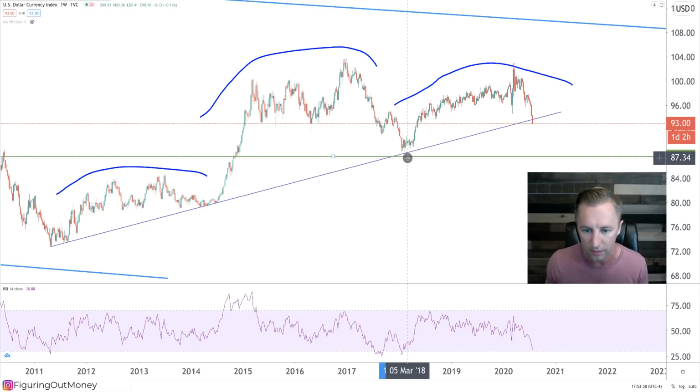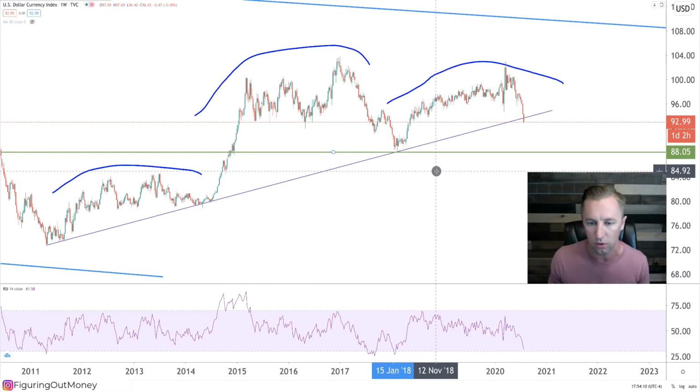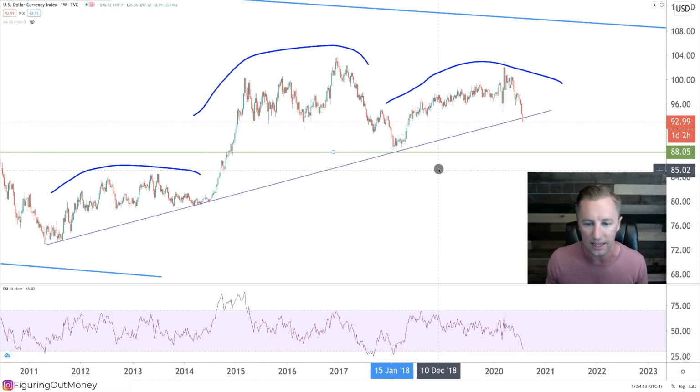Now, it could technically be just a little bit higher, maybe right here at, let's call it, 88, because then it's matched up just a little bit better to these, and then also comes down from here. So 88 looks like an area of support on the weekly time frame to keep an eye on.